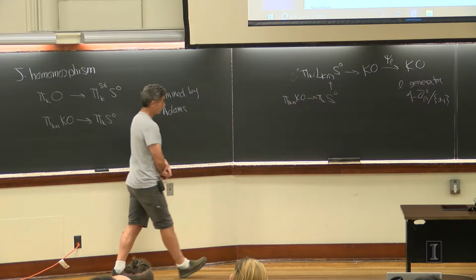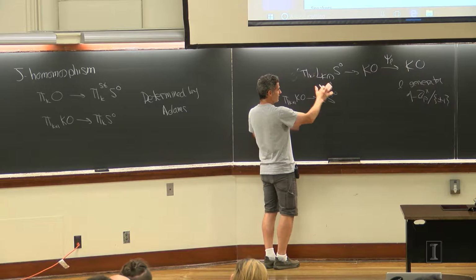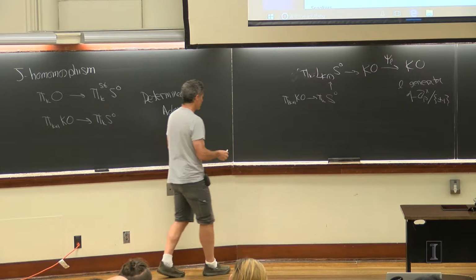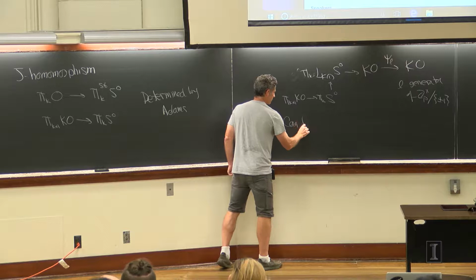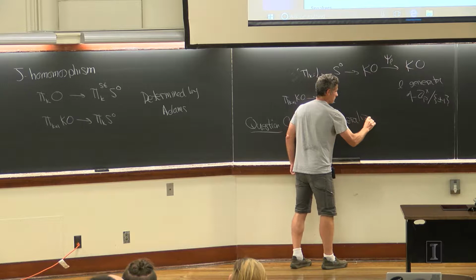Okay, so this is something, as I said, it's one of the real treasures in homotopy theory, and it's something we really truly understand. And for a long time there's been a problem or a question: can this be generalized to higher chromatic levels?